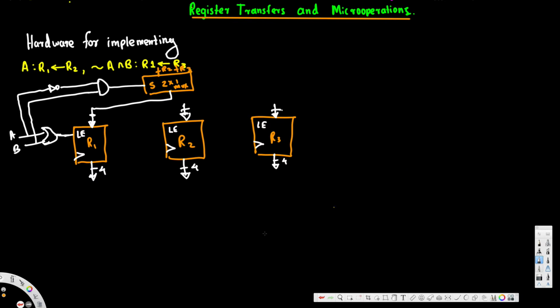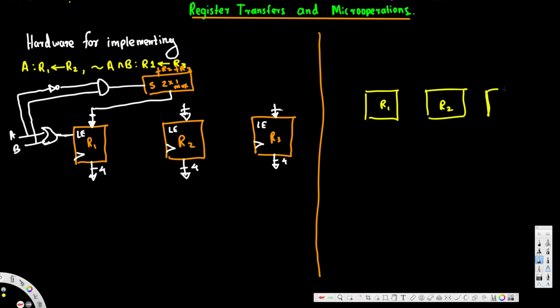Now let's see how can we express this same thing using 4-bit bus. To do that, I use this space. Okay, here we have R1, R2, R3. Here we have load enabled and output enabled, load enabled, output enabled, load enabled, output enabled, and here we will have a 4-bit bus.